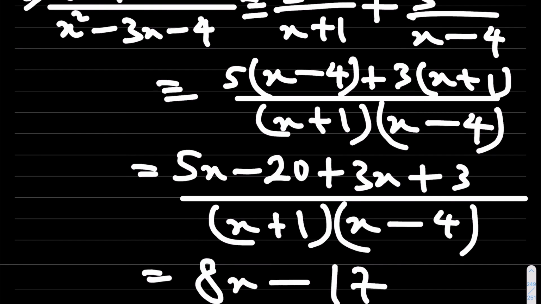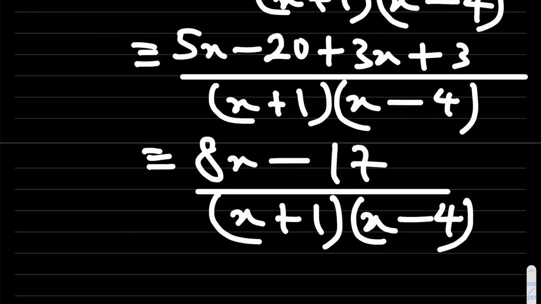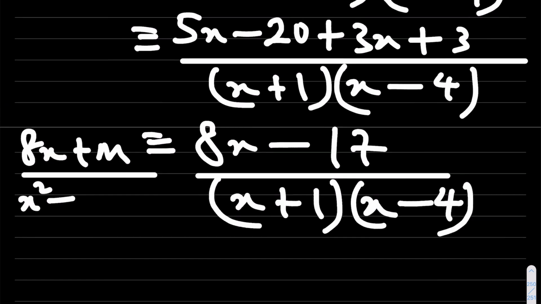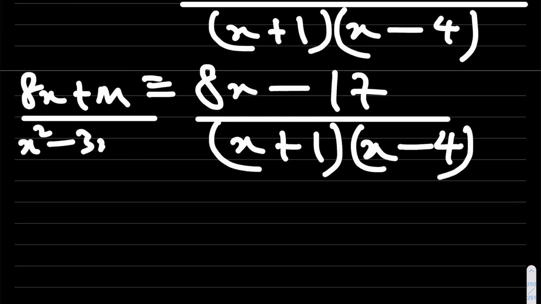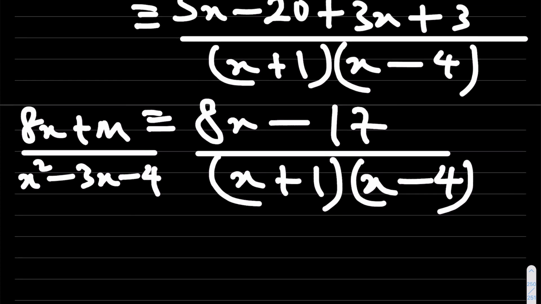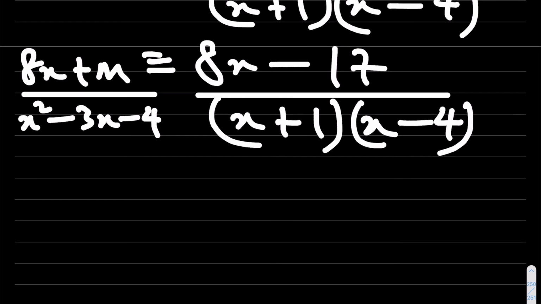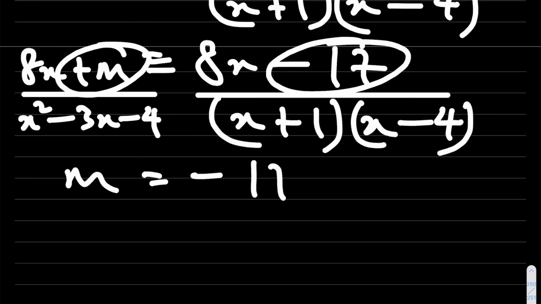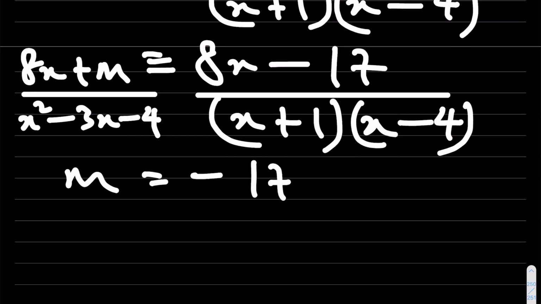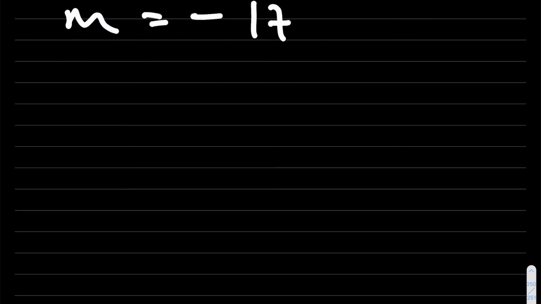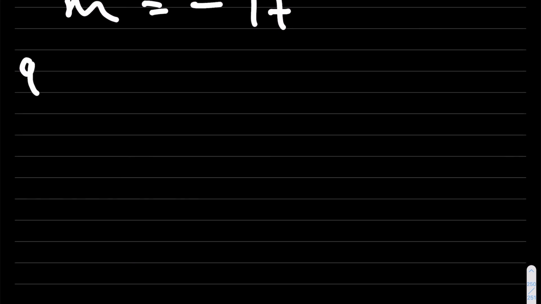They didn't use is equal to, they put the sign of equivalence. So that simply means 8x plus m over x squared minus 3x minus 4 is equivalent to 8x minus 17 all over x plus 1 times x minus 4. That means m is equal to minus 17. That's m simply. Now we go straight to the next, which is number 9.